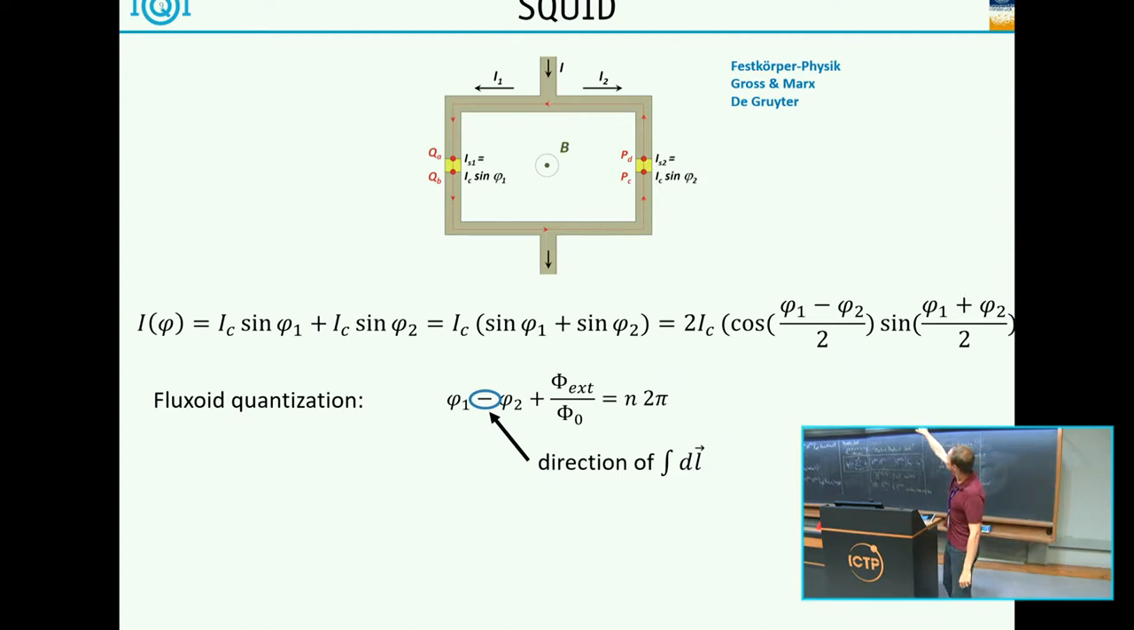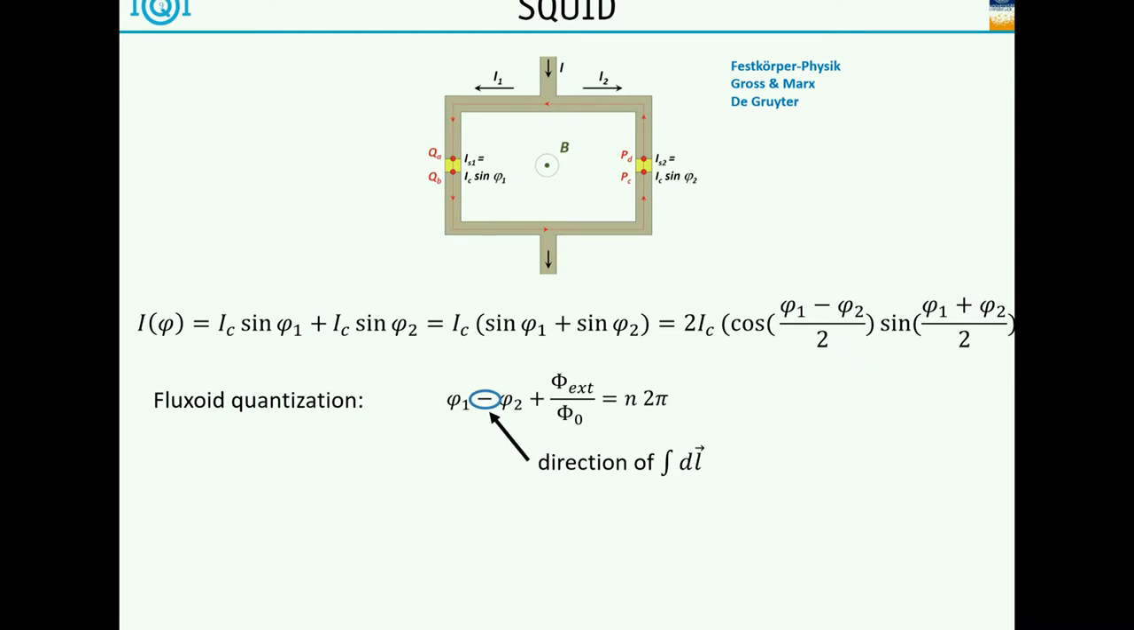Now if I take this equation and put it up here into this term, what you will see is that all of a sudden I have a device where the critical current, in some sense, depends on the external flux I apply. Or in other words, the energy I store in that device will depend on the external magnetic field I have there.